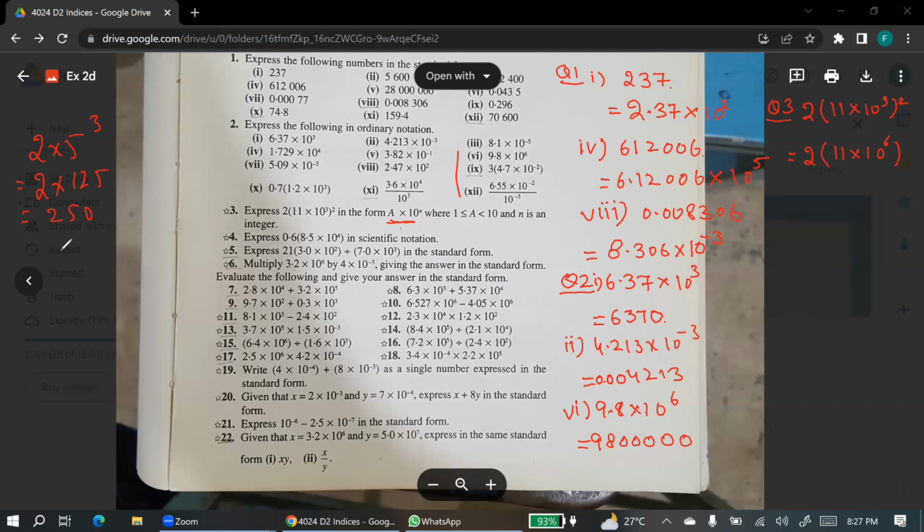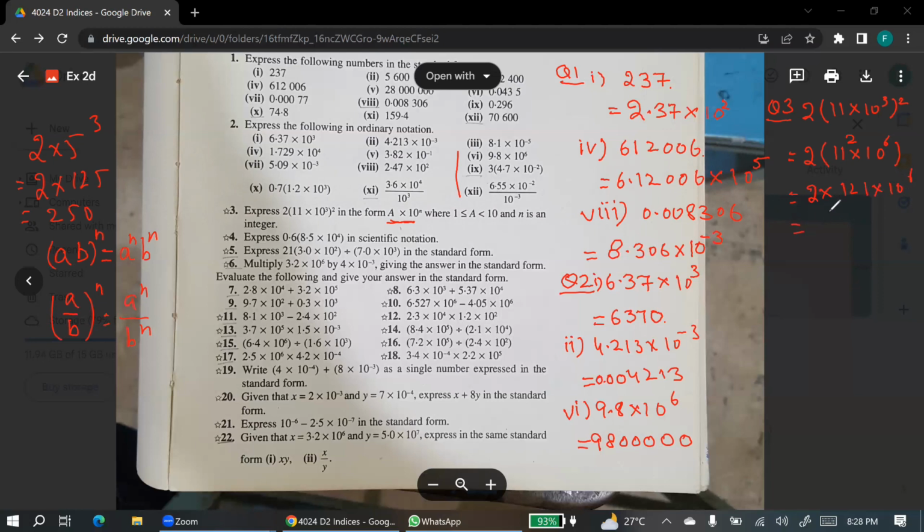If there is AB whole power n, then what's the answer? What's the rule? We have to put the power on 11 also. Yes, if there is a multiplication or division sign, then we will give the power to each of the numbers, both the numbers. So this one is 11 squared, 121. 2 into 121 into 10 power 6.